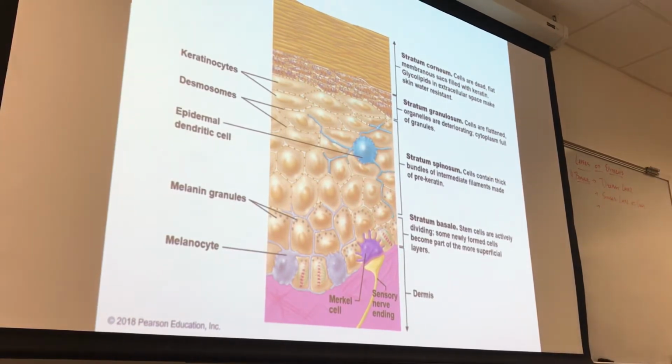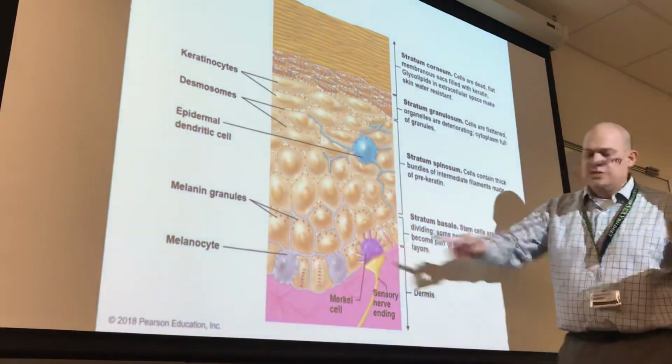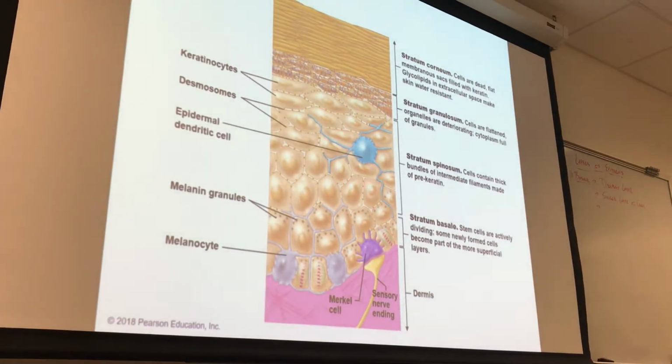And the key function of the stratum basal is very, very simple. These are cells that are constantly, 24/7, undergoing mitosis. So this layer of cells is constantly undergoing mitosis.